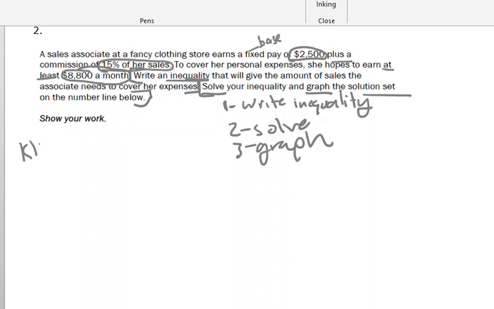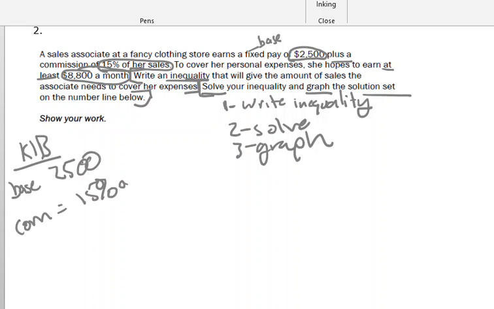So what do I have in my key information box? I have that her base pay is $2,500. I have that her commission is 15% of sales. Okay, and I know that she wants to make at least $8,800 a month.